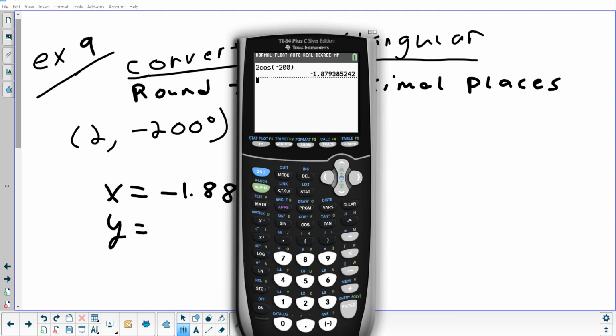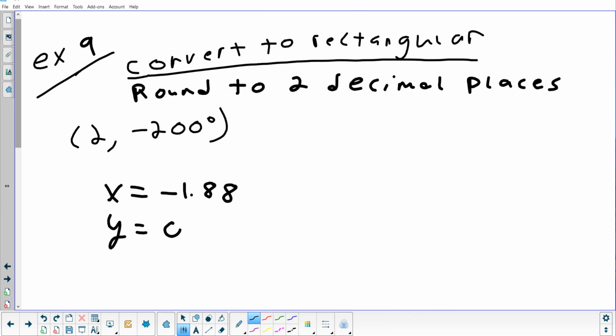And the y value? You would just copy it and change it to sine. Whether you copy it and change it or just retype it, I can probably type it just as fast. I don't know which way is quicker. We get 0.68.